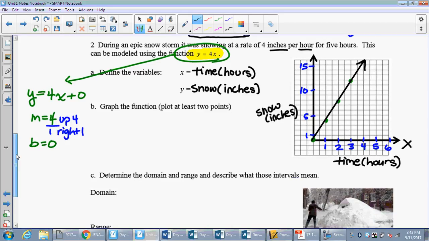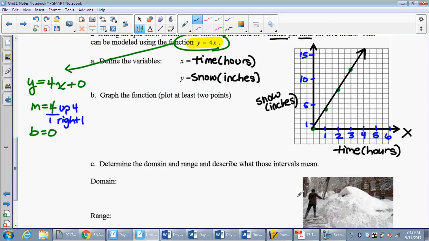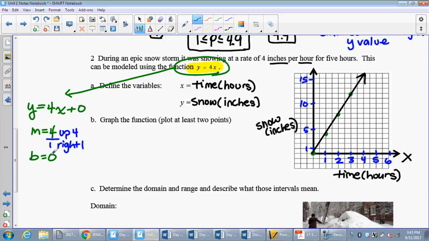Part C says, determine the domain and the range and describe what they mean. Check out all that snow. Okay, so let's go back and read. If I read carefully, it says, during an epic snowstorm, snowing at a rate of 4 inches per hour, that was the rate of change. Notice this right here. It says for 5 hours. It makes sense that we're given a time frame, right? Because snowstorms don't last forever. They only are for so long, maybe sometimes for a couple days. This one was for 5 hours.